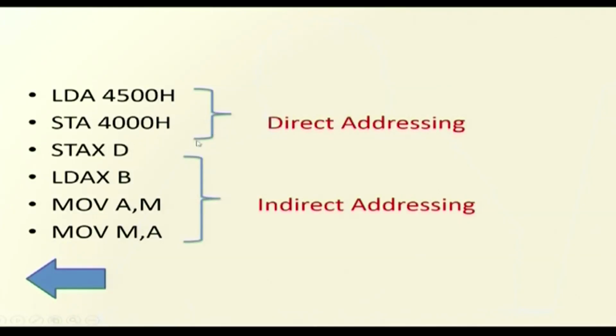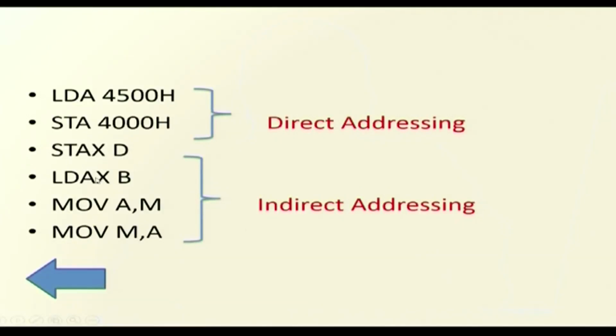In these two instructions, the memory address is directly specified in the instruction, that is why it is called direct addressing. Then the remaining 4 instructions, such as STAX D, where D represents the DE register pair. Here the 4500 is stored in the register pair. Instead of specifying the address, here we are specifying only the register. So, from the register it will read the data and store it to the accumulator.